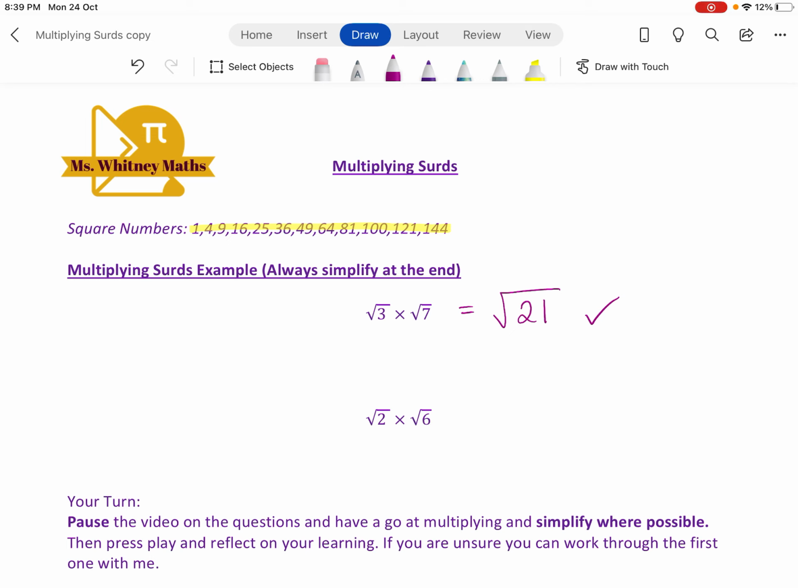For the next example, we're going to have root 2 times root 6, so we keep it within the surd and we get root 12. Now we know we should check, do any of the square numbers go into this? Yes, we know that this can also be written as square root 4, square root 3, or you can write a little times sign in between. Now we can simplify square root 4. This is going to give us 2 root 3 as our final answer.